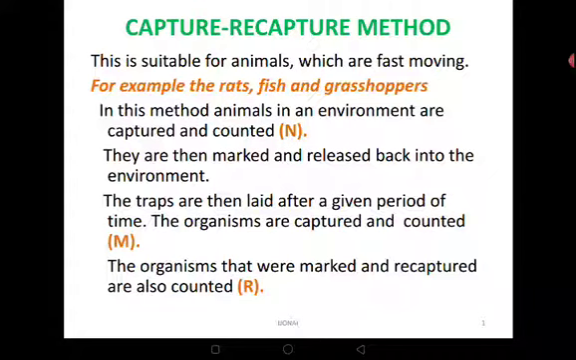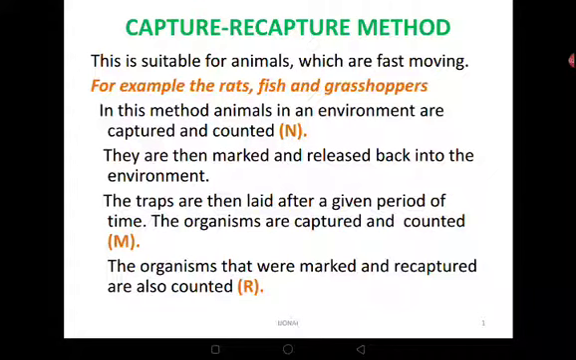What you do is very simple. The first thing you do, after identifying where the organisms are and you want to determine their population, for example, the population of fish in a pond: you set traps. You use environmentally friendly traps, set them there, and then capture the organisms which can be trapped. After capturing them, count them. How many are they? Maybe they are 50, maybe they are 100. Count them. You can call that number N.